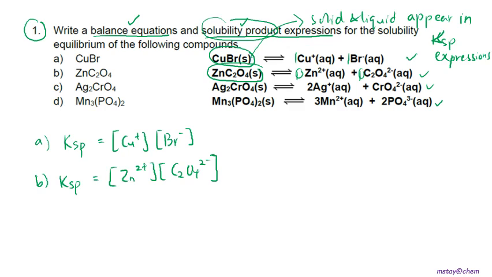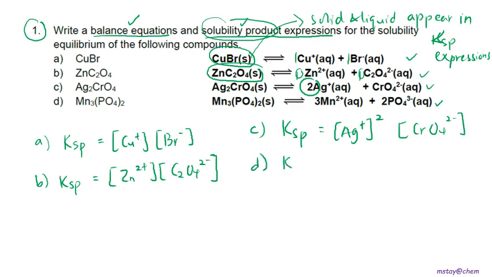So proceed to C. Ksp will equal the concentration of Ag+ raised to the power of 2 because the stoichiometry is 2 here, multiplied by the concentration of CrO4 2-. The last part of this question, question D, Ksp will equal the concentration of Mn2+ raised to the power of 3, multiplied by the concentration of PO4 3- raised to the power of 2.